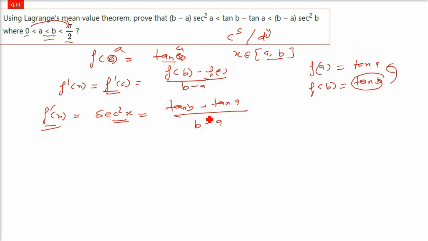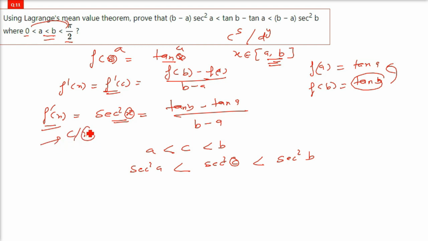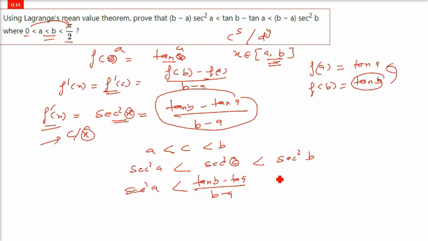Next, the important thing is that this c has to be between a and b. In both Rolle's and the mean value theorem, c has to be between a and b. So sec square a is less than sec square c, which is less than sec square b. Once we find the x which is between the domain values, we start calling it c. Now this sec square c was tan b minus tan a by b minus a.